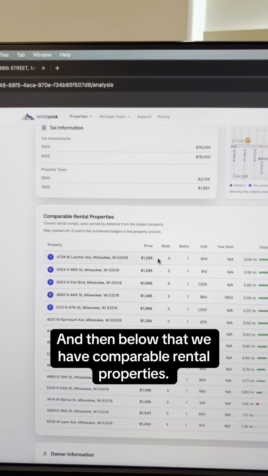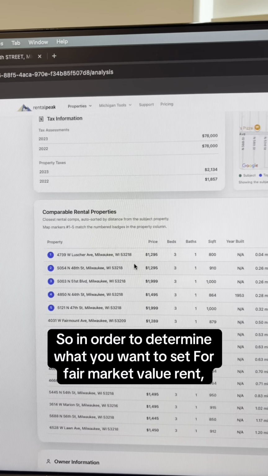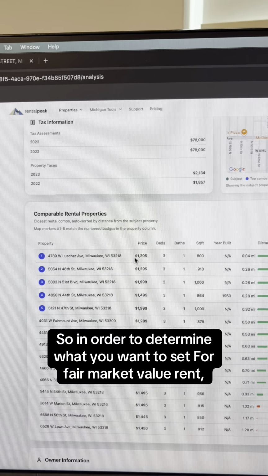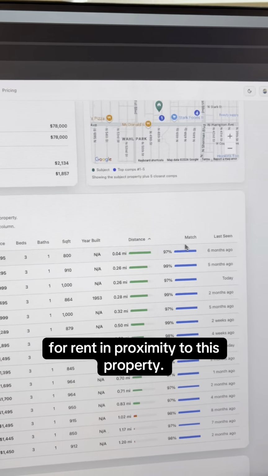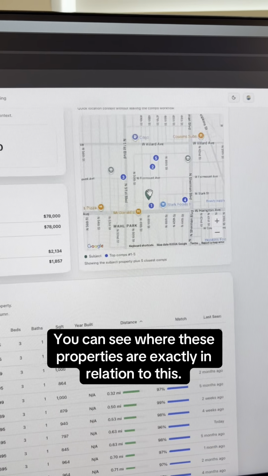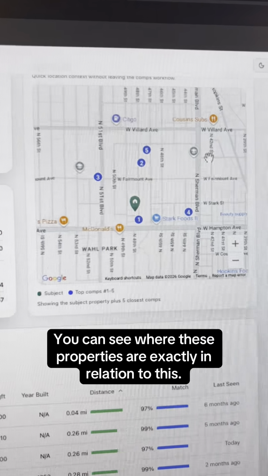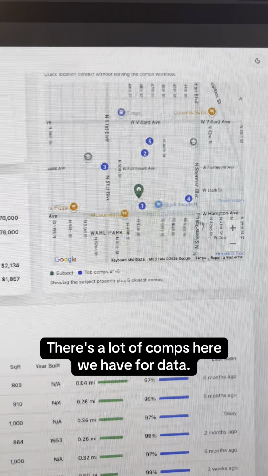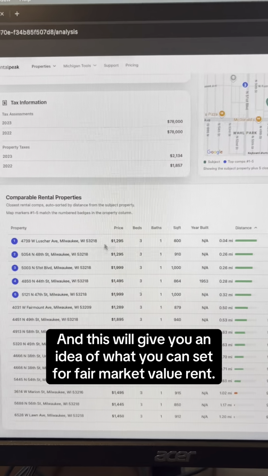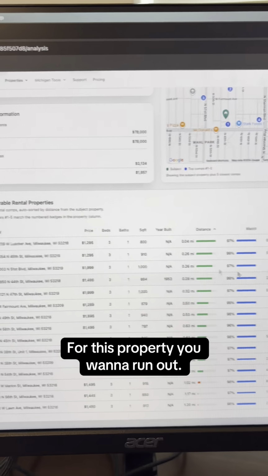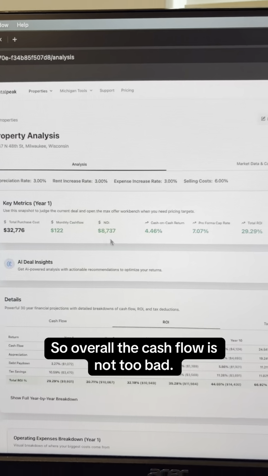And then below that, we have comparable rental properties. So in order to determine what you want to set for fair market value rent, you can look at what other properties here were listed for rent in proximity to this property, or you can sort by match. You can see where these properties are exactly in relation to this. So you can see in the general vicinity, there's a lot of comps here we have for data, and this will give you an idea of what you can set for fair market value rent for this property you want to rent out. So overall, the cash flow is not too bad.